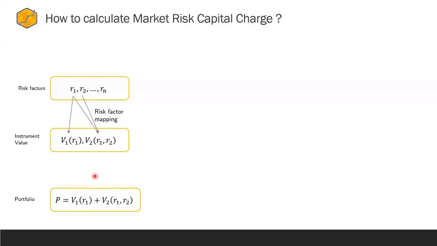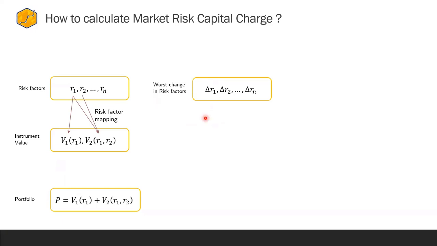All right. What will happen tomorrow? Risk factors will change. Instrument values will change. Portfolio value will change. What I want to capture in market risk is my worst possible loss in my entire portfolio. And accordingly, I will keep sufficient equity capital to absorb that loss. That's the grand scheme of things. But now, how do we calculate this? As I said, risk factor changes will drive the change in instrument values, and change in instrument values will drive the change in portfolio value. So now it's an exercise of how to roll up the changes from risk factors to instruments to portfolio.